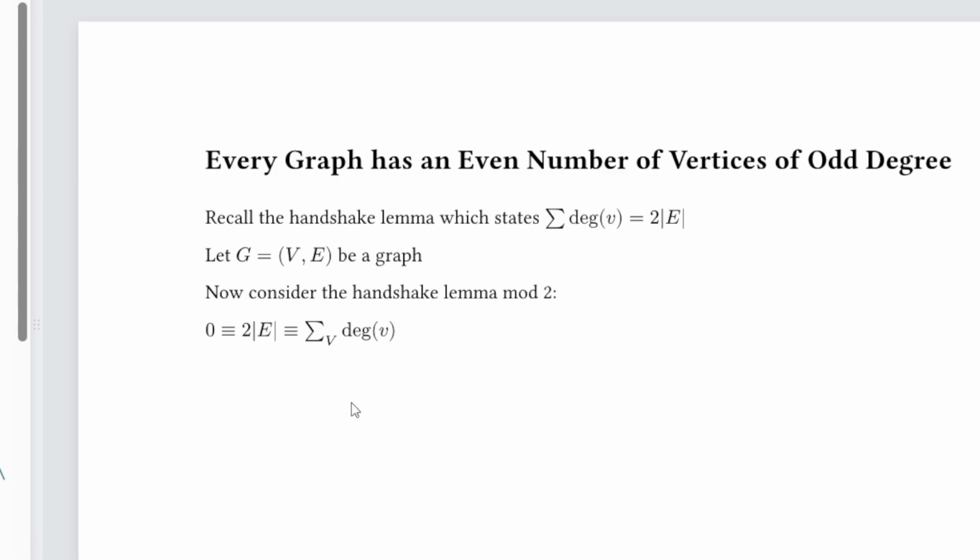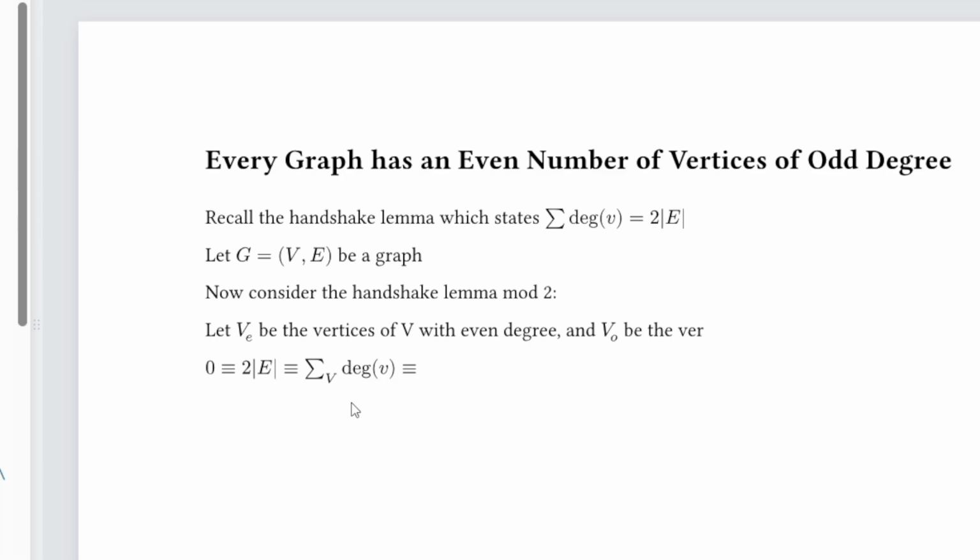Okay? Now, the next equivalence, we're going to have to define two new sets. We'll say let V even, or V_E, be the vertices of V with even degree, and V_O be the vertices of odd degree.